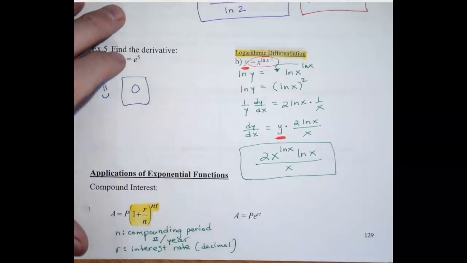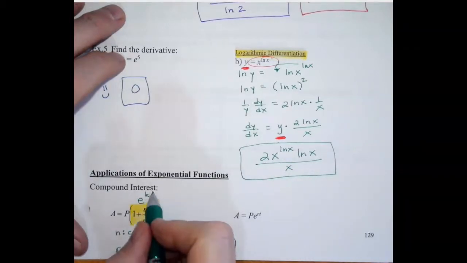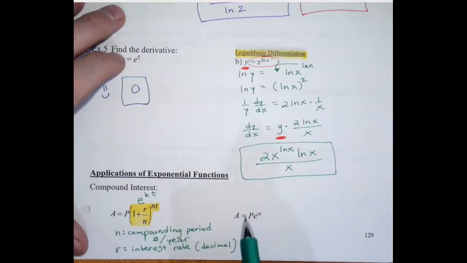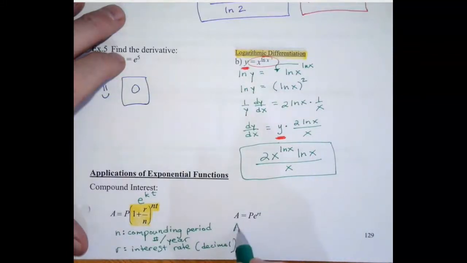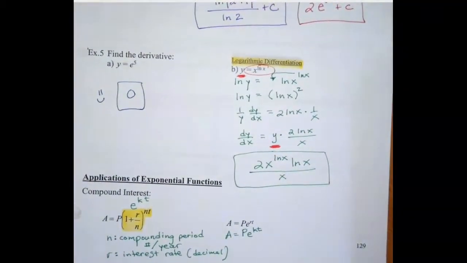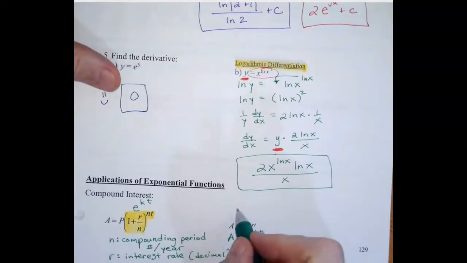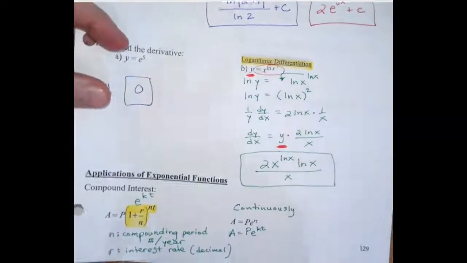Now the part of the formula I have highlighted in yellow can be adjusted to e to some power k times t, which leads to the PERT formula, which again, they're just going to use k instead of r. It's basically the same thing. So we're going to use that a couple times now real quick. The way they expressed that was they would have said this was compounded continuously.